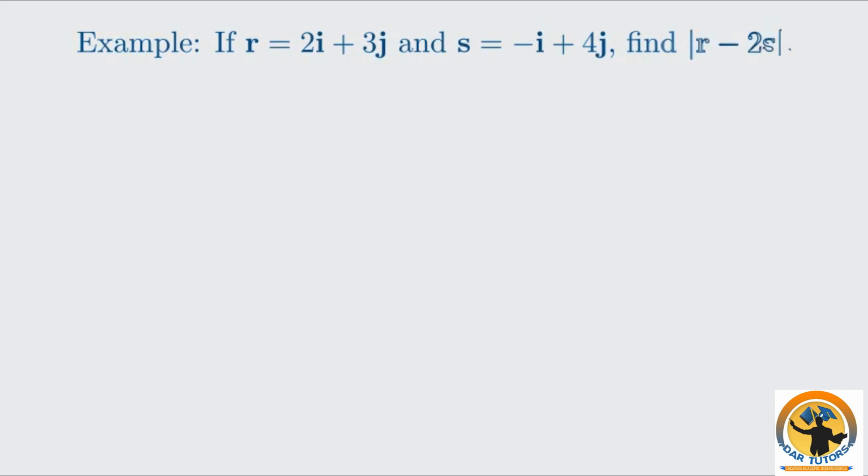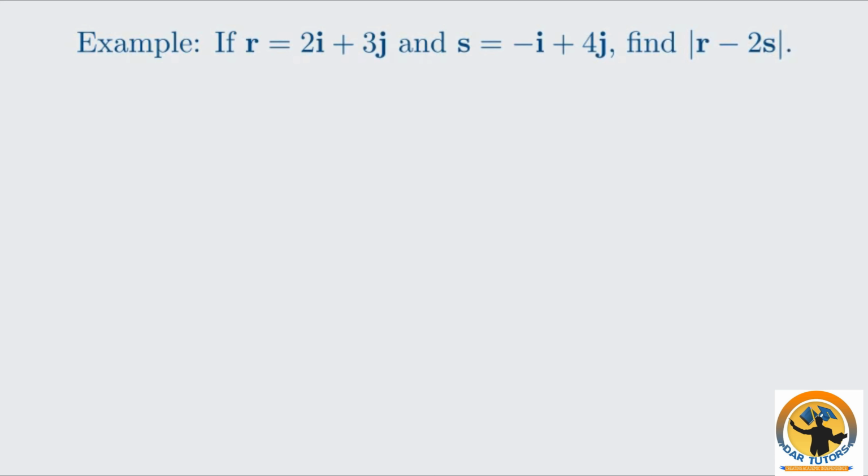In this final scene, we'll quickly revisit the 2D vector example from your notes to ensure you can apply these same principles to two-dimensional vectors. We are given two 2D vectors, r and s, in unit vector form. We need to find the magnitude of the vector p, which is r minus 2s. The process is identical to what we did in 3D.